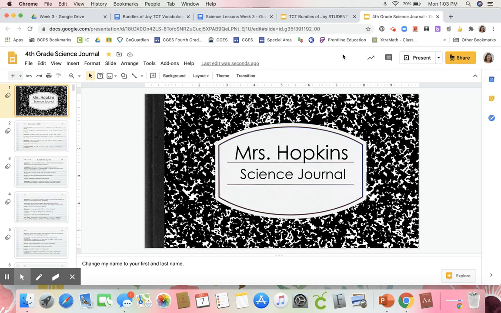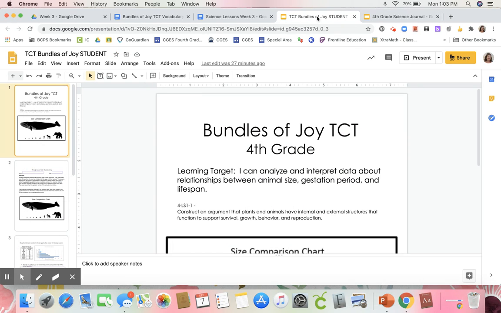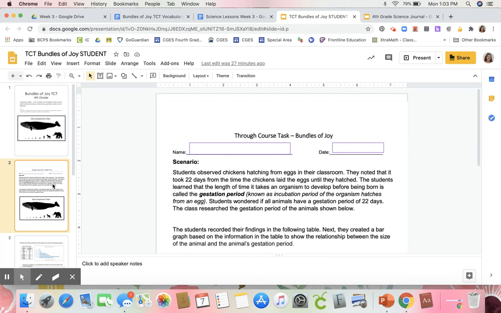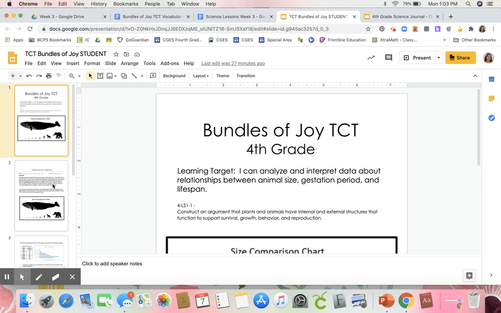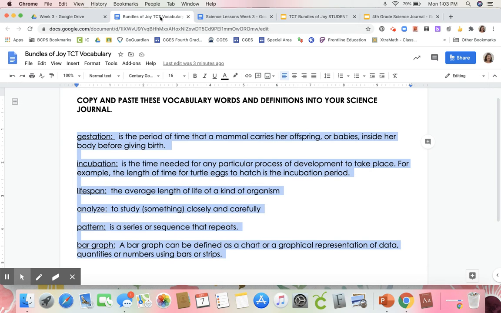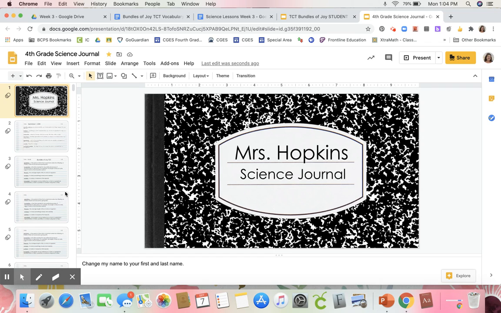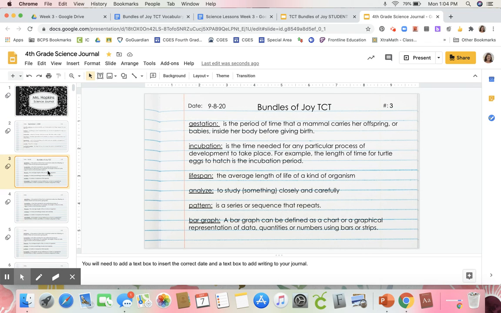So let me review what I need you guys to do for today. I want you to open up this TCT. It's a slide. And I want you to go through and read these pages to familiarize yourself with the information. Once you do that, I want you to open up this Bundles of Joy TCT vocabulary, copy, find your science journal, and paste it into your science journal. If you have any questions, just let us know.